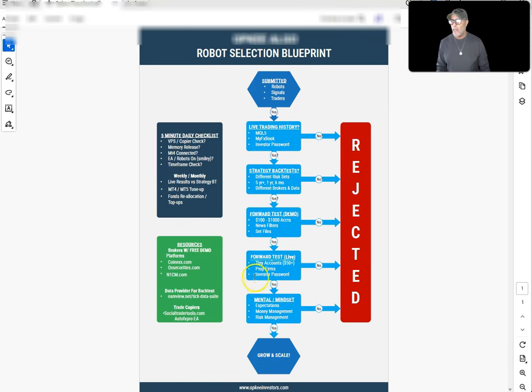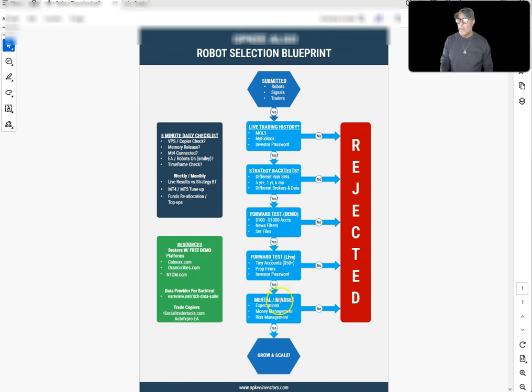And of course, I like to check out investor passwords from other people as well. So if someone tells me, for instance, our #1 robot is a private robot, you wouldn't find this robot on MQL5, right? But if you are a private developer, sometimes you will send me an investor password so I can look at your trades minute by minute in real time.